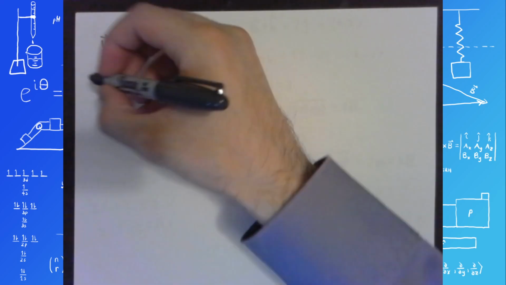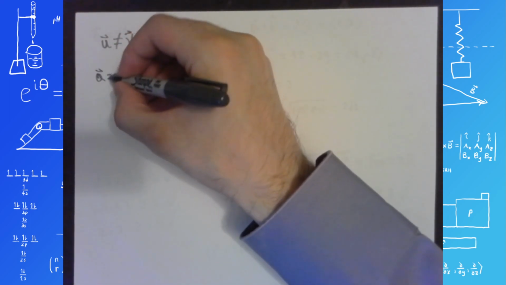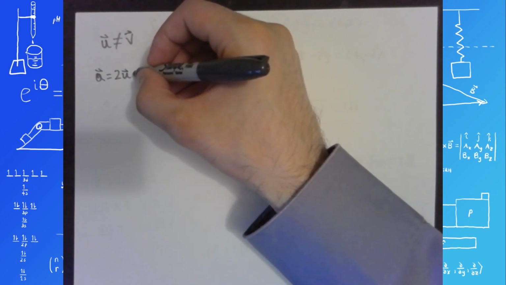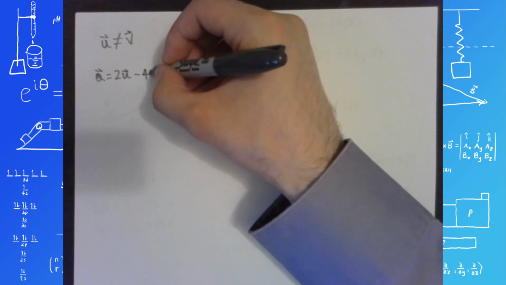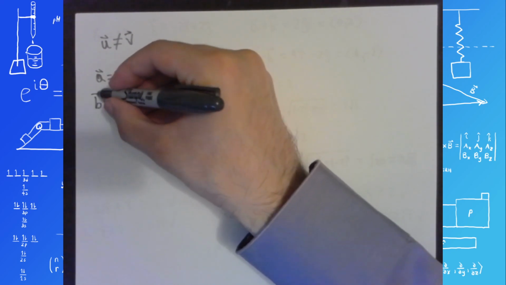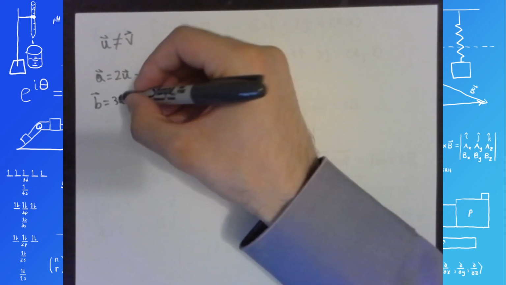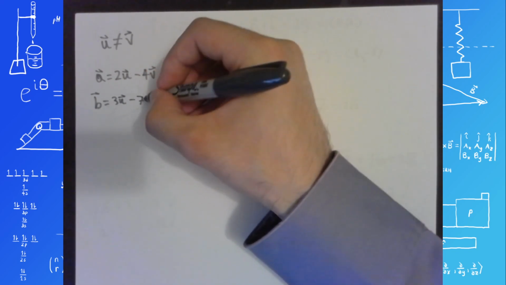So let U and V be two non-zero vectors that are non-equivalent. Consider the vectors A equals 2u minus 4v and B equals 3u minus 7v. So A equals 2u minus 4v and B equals 3u minus 7v.